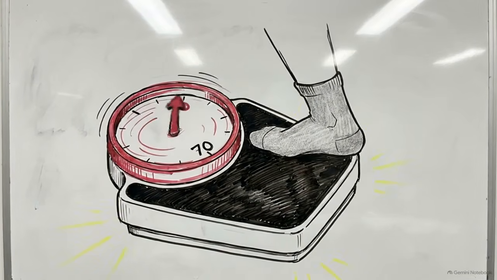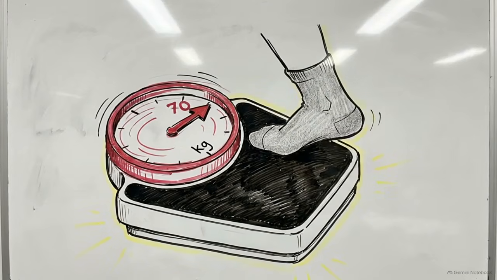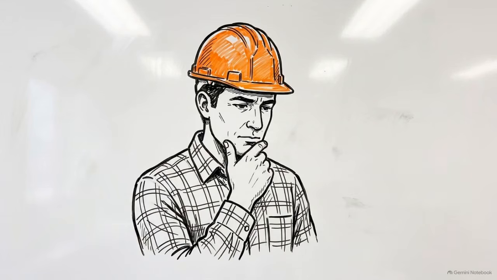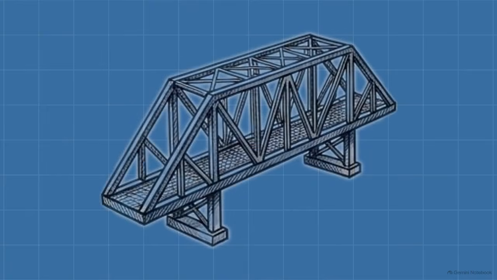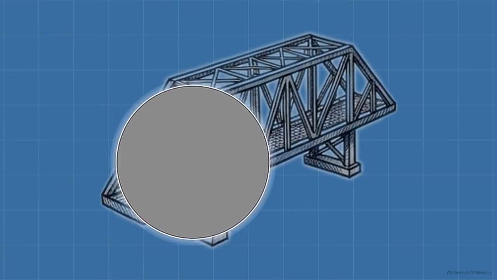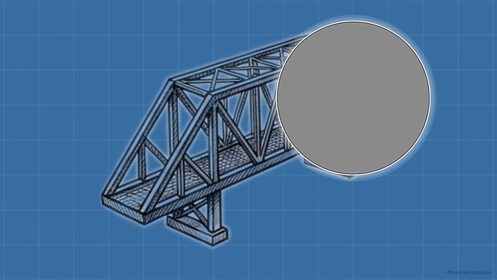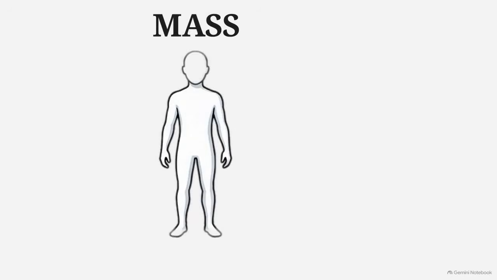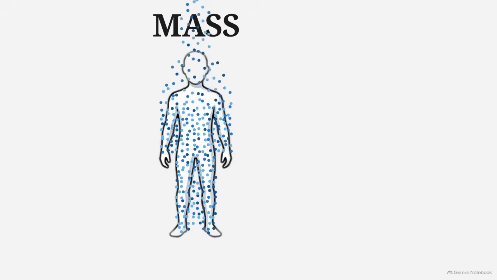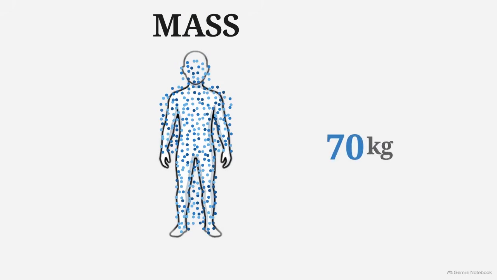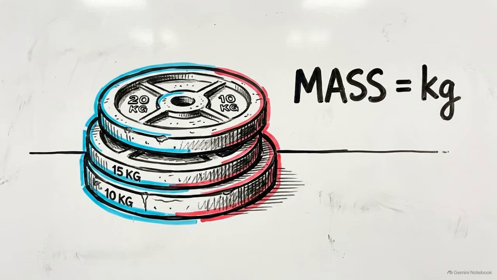Look at this scale. When you step on it and the dial lands on 70 kilograms, most people would say that's your weight. But if we want to understand how structures actually work, we have to look closer at what that number really represents. That 70 kilograms represents your mass. Think of mass as the actual physical stuff, the atoms and molecules that make up your body. We measure that amount of matter in kilograms.